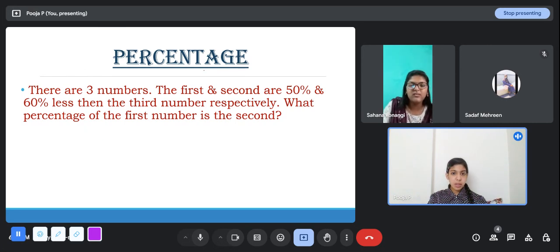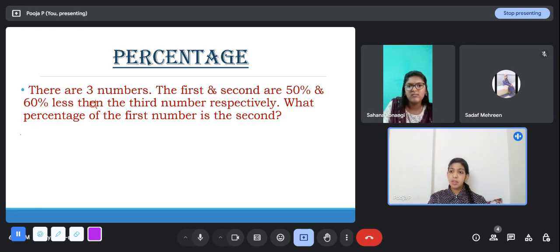So the next question. There are three numbers. First and second are 50% and 60% less than the third number respectively. What percentage of the first number is the second number?